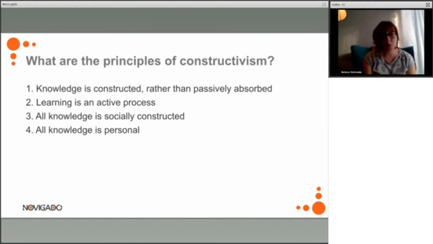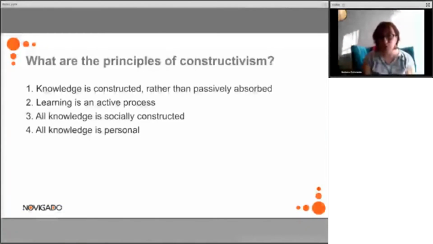And of course, one of the principles of constructivism is that knowledge is constructed actively rather than passively absorbed. So we need to make an effort, active effort to construct that knowledge.